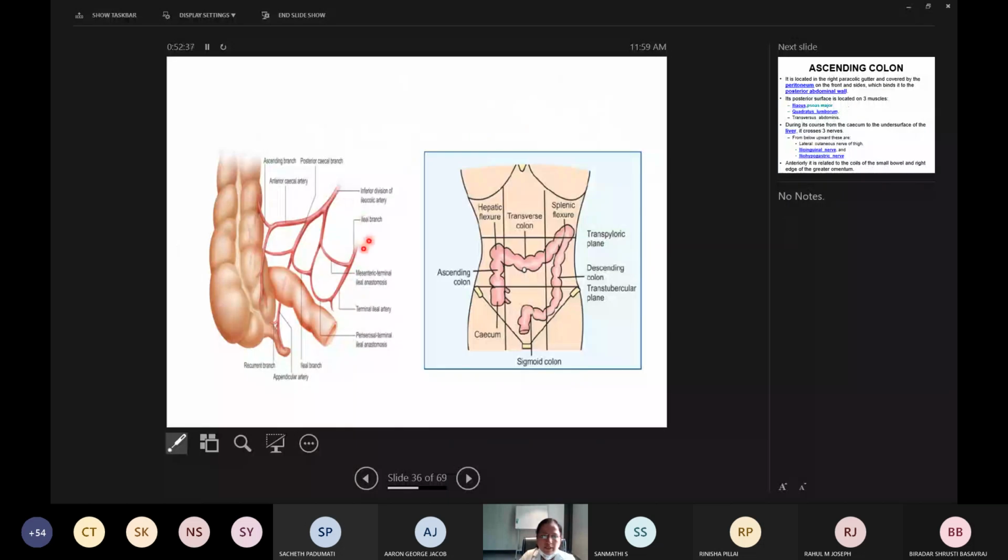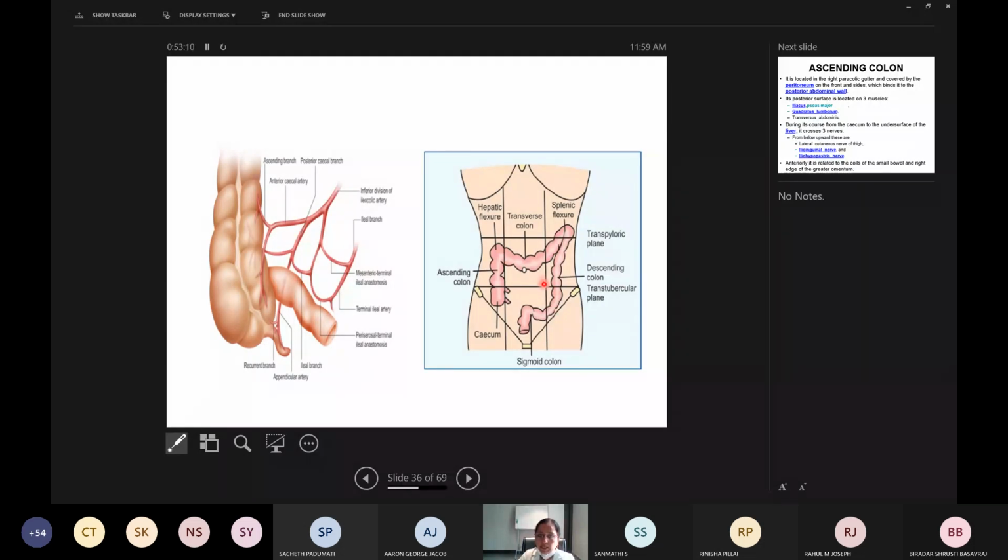All these vessels will be there. So these vessels along the inner border of the large intestine, they will anastomose, that is the superior and the inferior mesenteric artery, they will anastomose and form something called the marginal artery of Drummond, D-R-U-M-M-O-N-D.